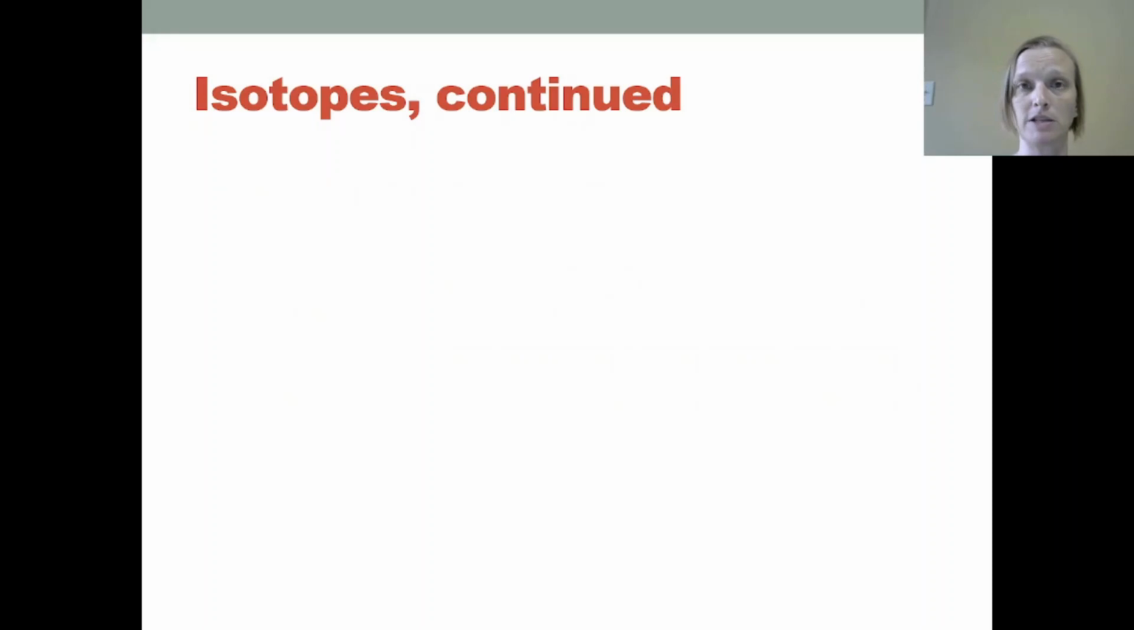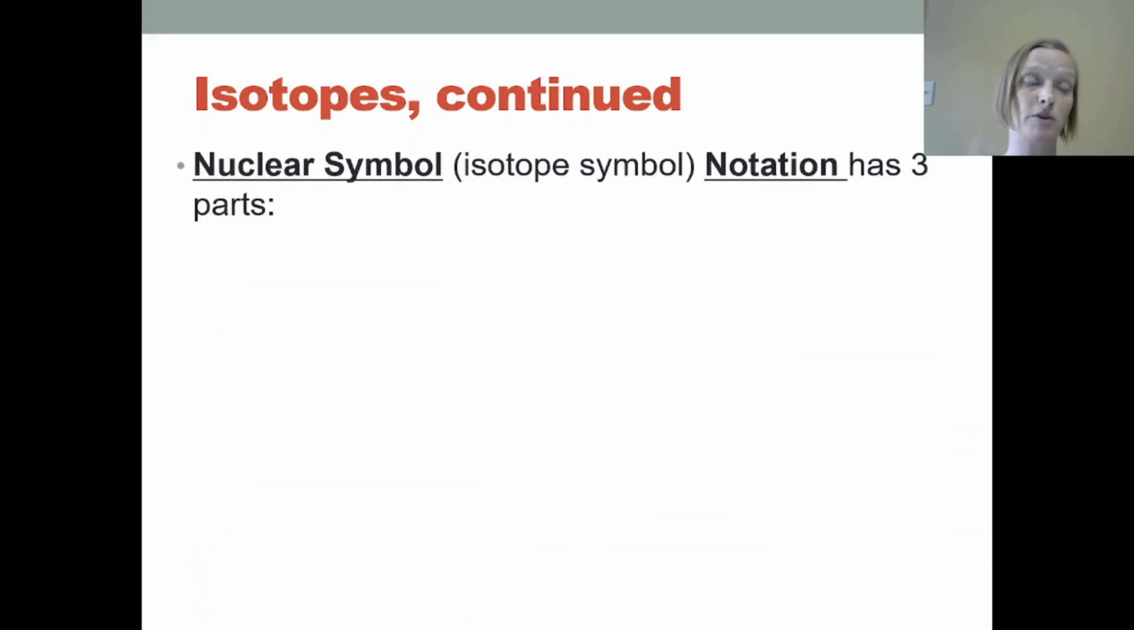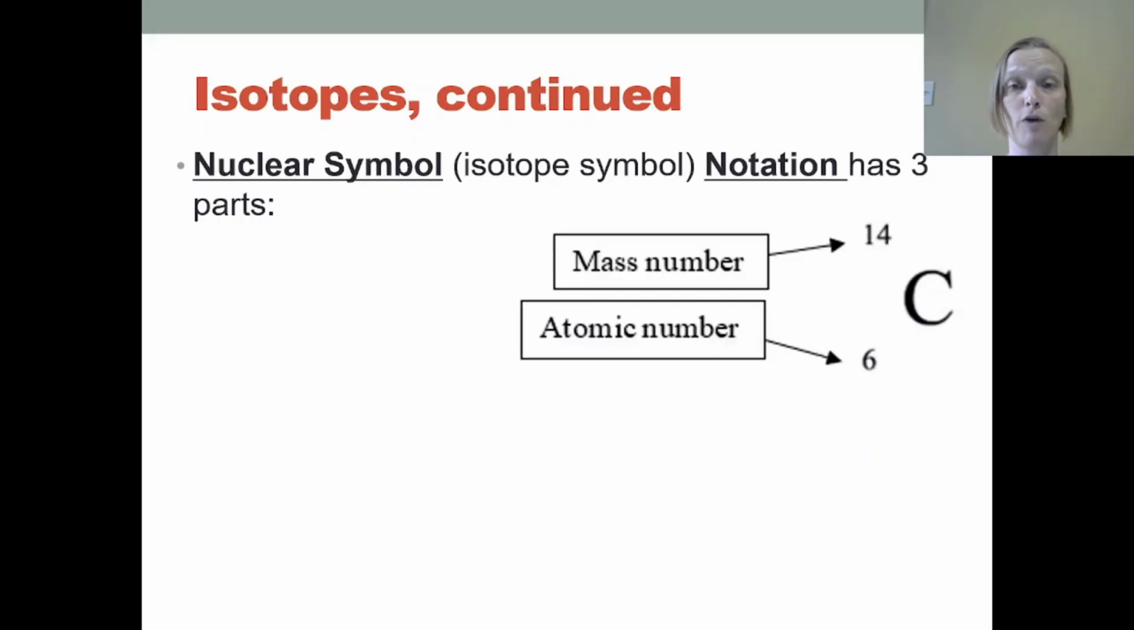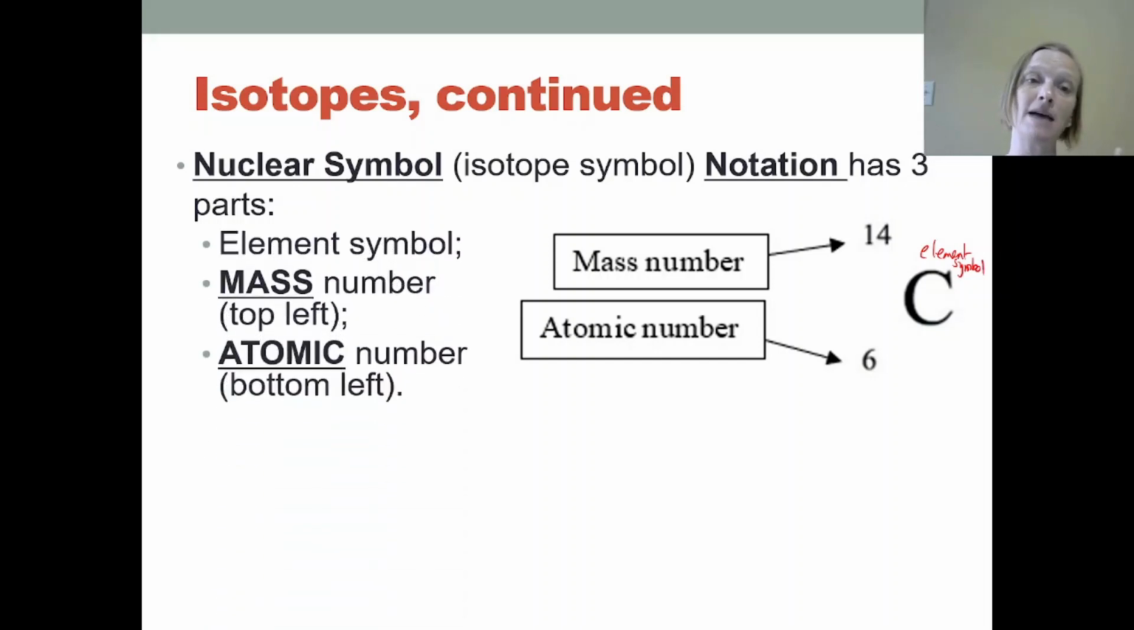The other way to represent isotopes, you've already seen me do for the hydrogen pictures a couple slides ago. This is called the nuclear symbol. There are three parts to the nuclear symbol. First, you write the element symbol. In this case, I'm just talking about carbon. And then the mass number goes in the top left corner, and the atomic number goes in the bottom left corner. Remember, the mass number is the protons plus the neutrons, and the atomic number is just the protons.